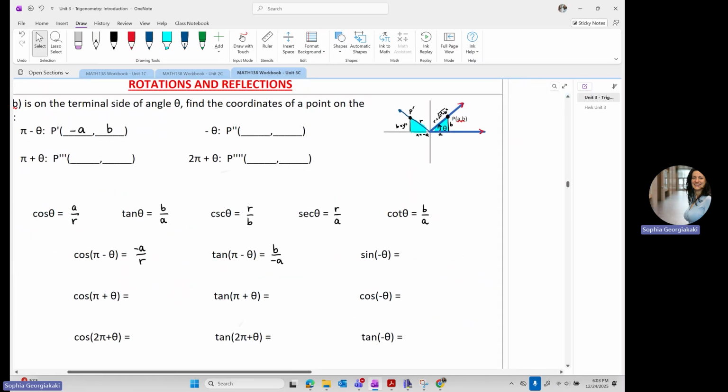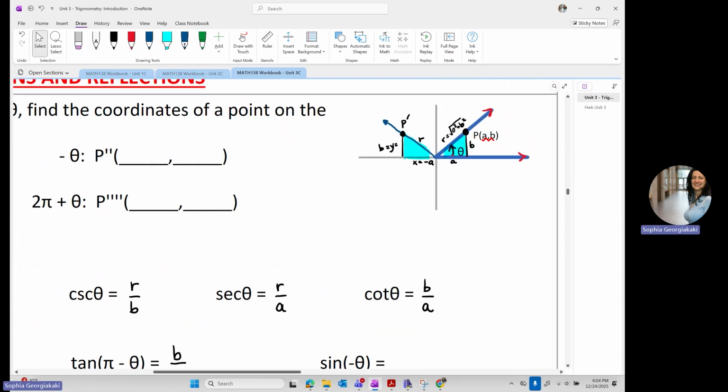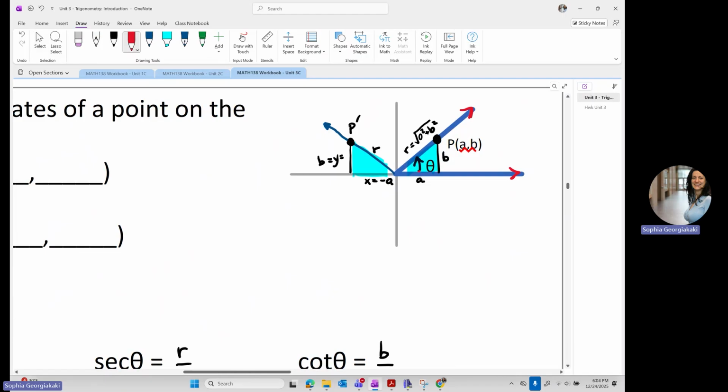Now, what does pi plus theta look like? That's P with three primes. So pi plus theta is your angle theta plus 180 degrees from there. So it is the extension of the terminal side of theta, but now I'm in quadrant 3. So in quadrant 3, that symmetric point, P with three primes, and again, if I draw the right triangle that's attached to the x-axis, the reference angle is equal to theta.